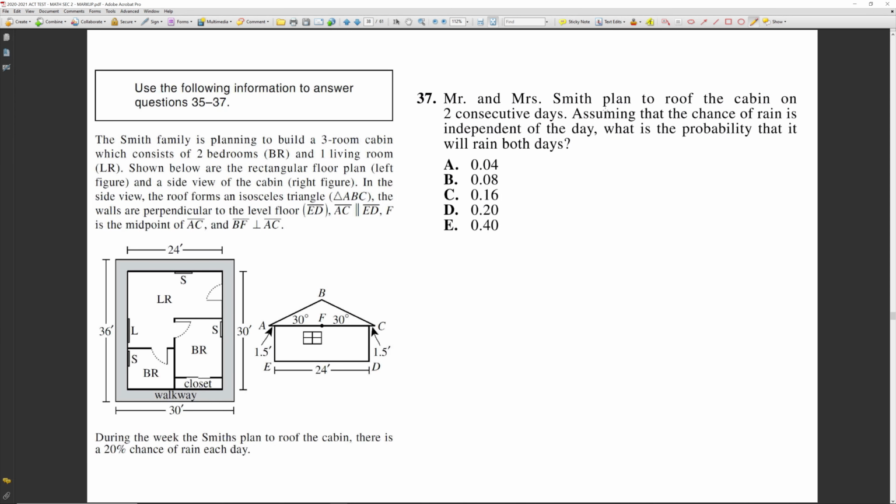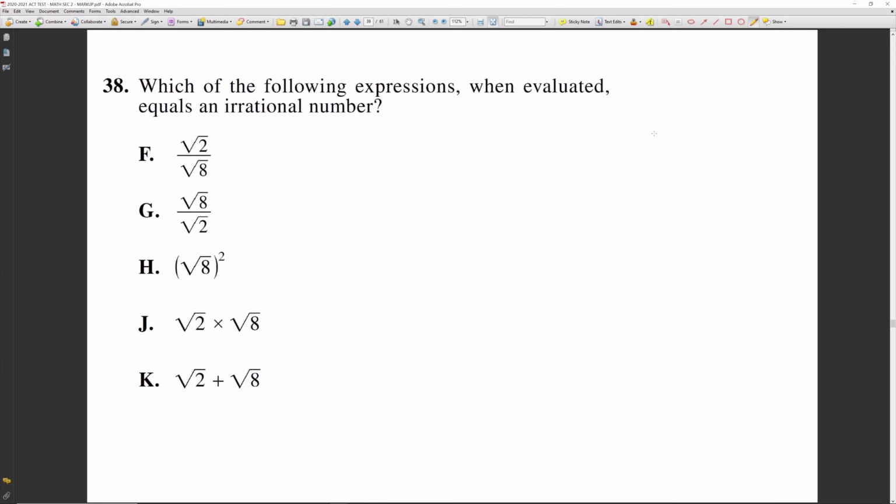Number 37. Mr. and Mrs. Smith plan to roof the cabin on 2 consecutive days. Assuming that the chance of rain is independent of the day, what is the probability that it will rain on both days? Well, if it rains 20%, it's really equal to 0.2. And this is the first day. The second day is also 20%, which is equal to 0.2. You multiply them, it gives you 0.04. The answer closest to this is A. So in reality, this is a 10-second problem. Like a boss.